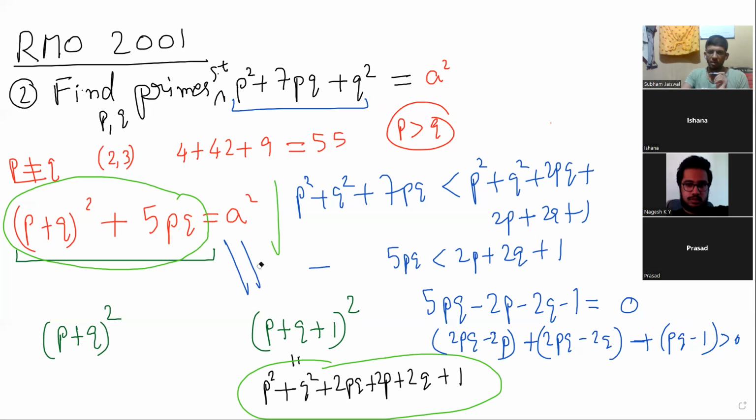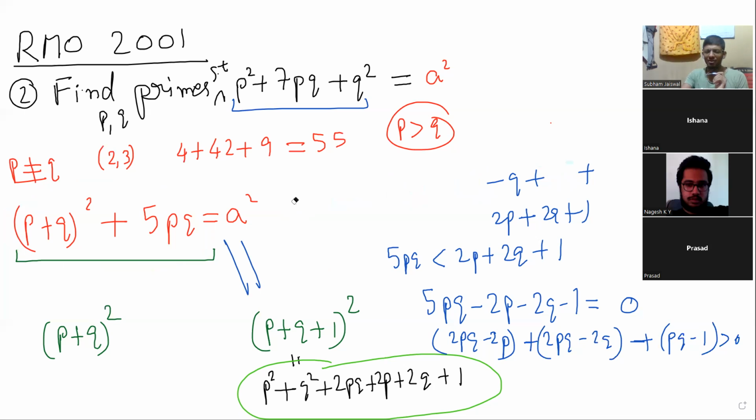Any doubts? Please stop me. But this is like an RMO question. Also, I'm doing an RMO question probably after many years. Not while teaching, I do a little bit, but usually we do other kinds of questions. Anyway, so this is not possible.